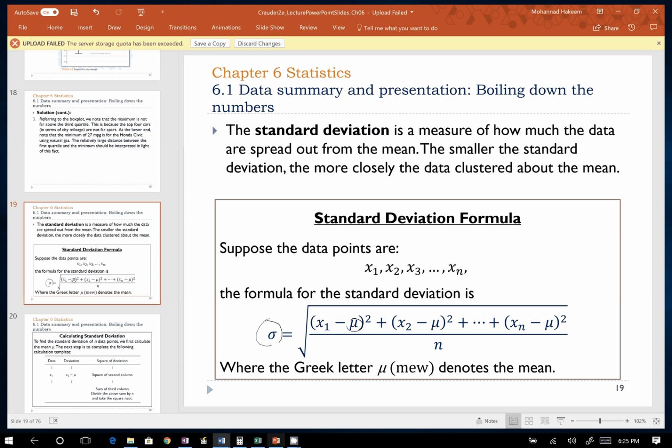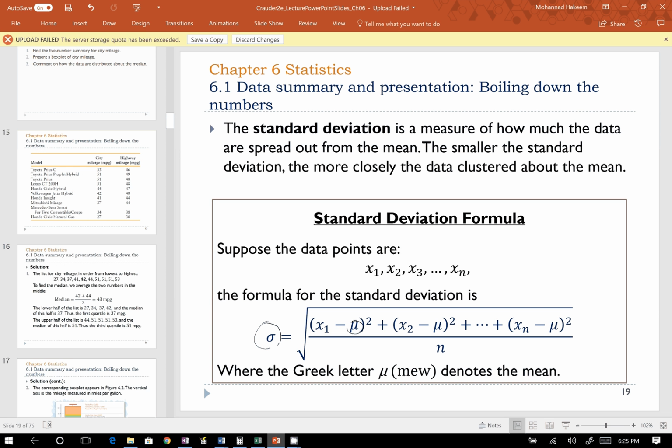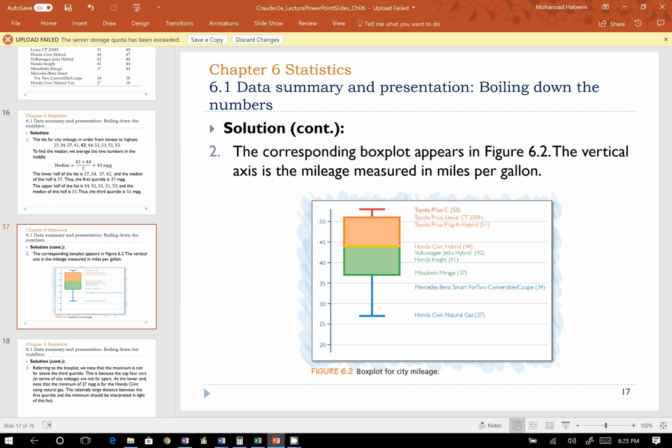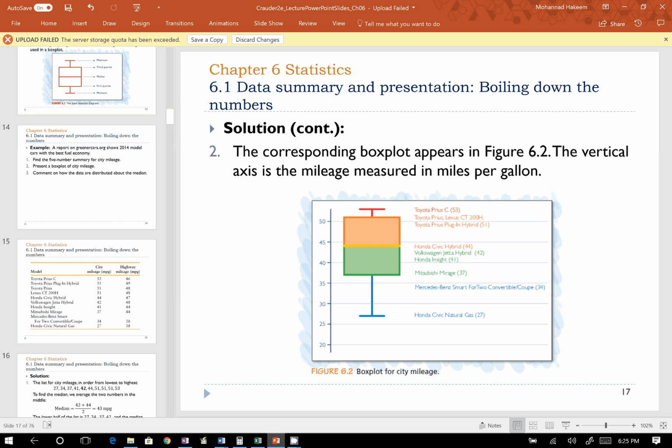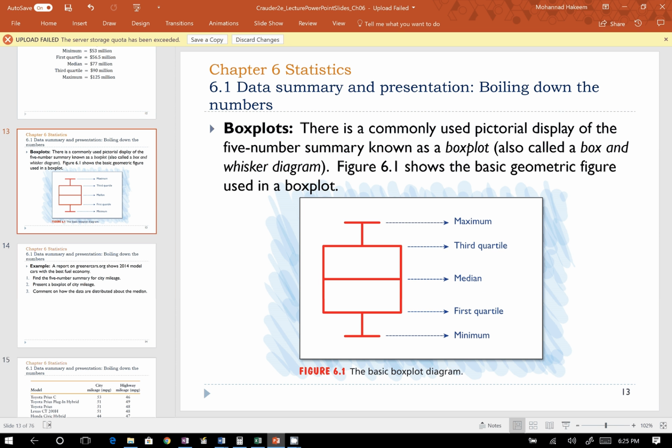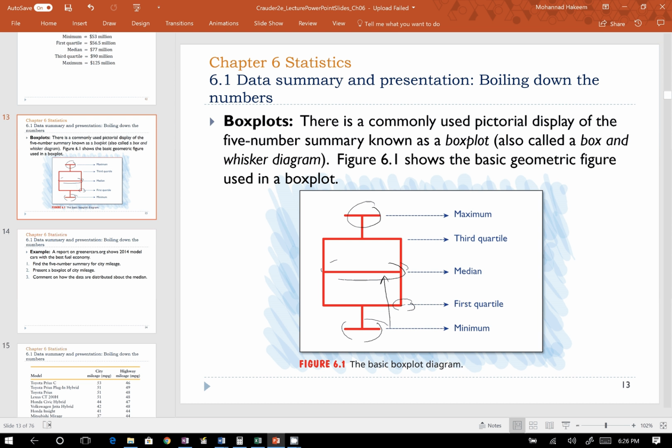If you want to know how the 5-number summary looks like, it's gonna look like this box plot. And here's more details of how. So you need to find the minimum, the maximum, the median, and then the median of the first half and the median of the second half.